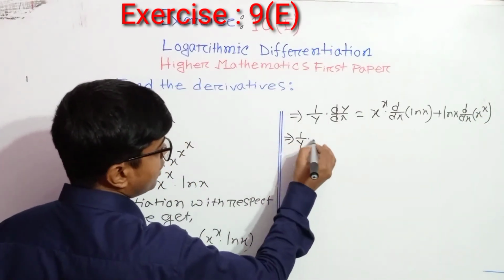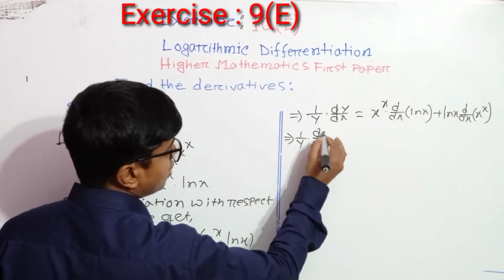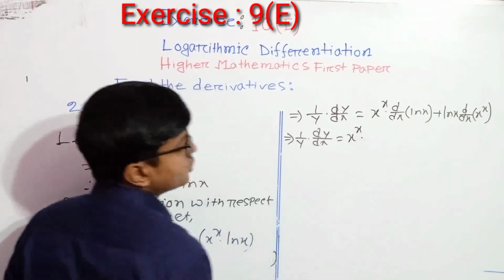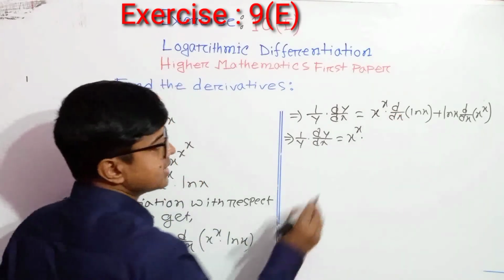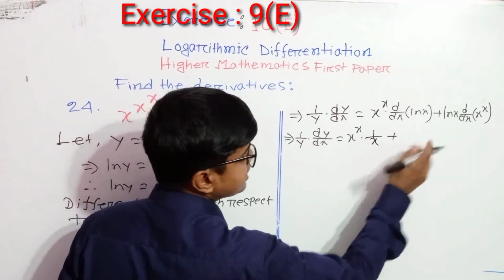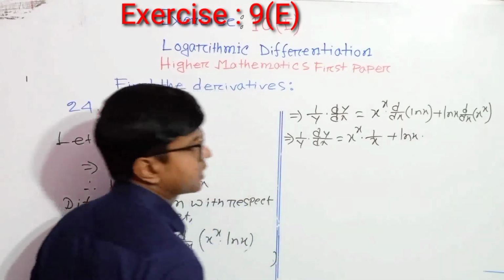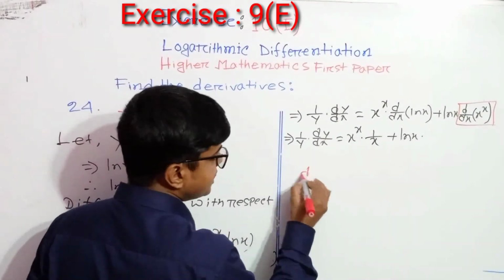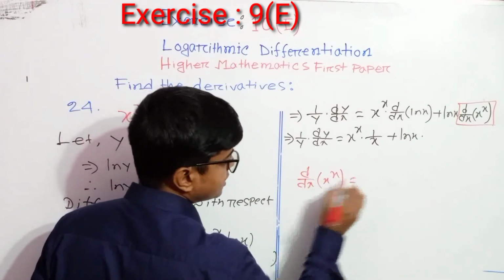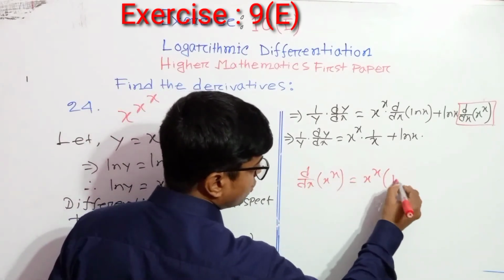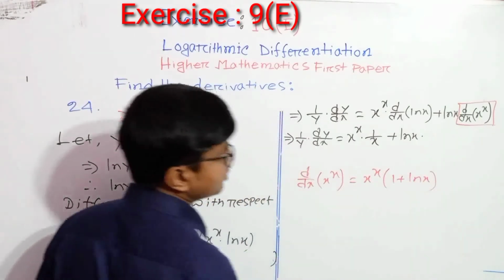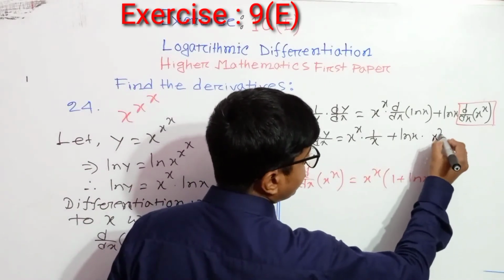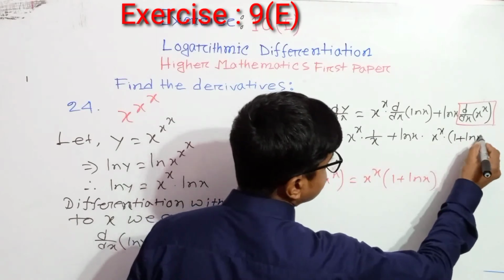Here 1 by y into d/dx of y equals to, here x to the power x into, we know that the formula of d/dx of ln x is 1 by x plus here ln x into, for this part we can write d/dx of x to the power x, it will be x to the power x into 1 plus ln x. So we can write x to the power x into 1 plus ln x.